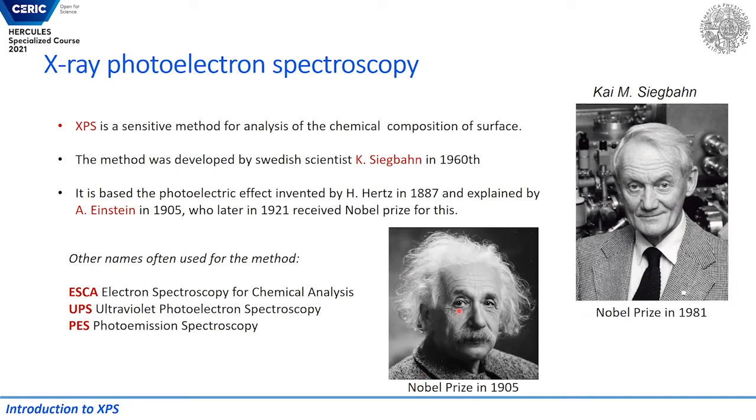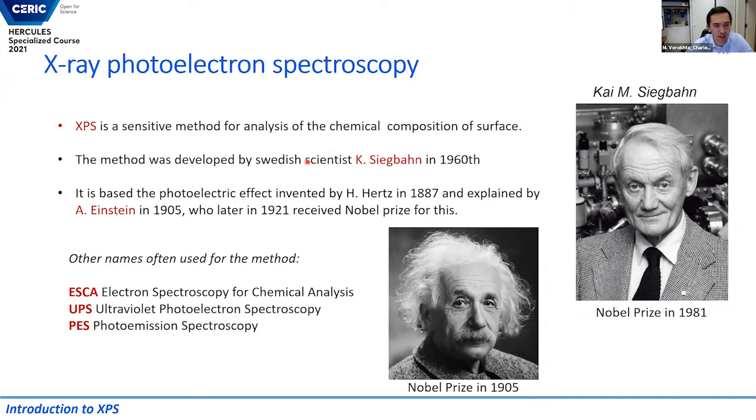For this, he got the Nobel Prize in 1905. Also, as a method, it was first developed and used in the present way by Kai Siegbahn, who received a Nobel Prize in 1985 for developing photoelectron spectroscopy.